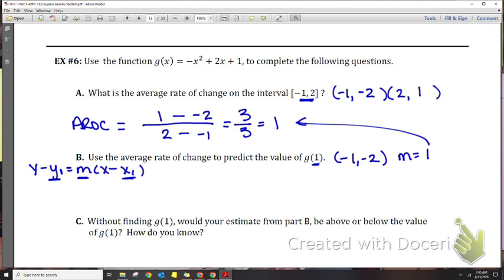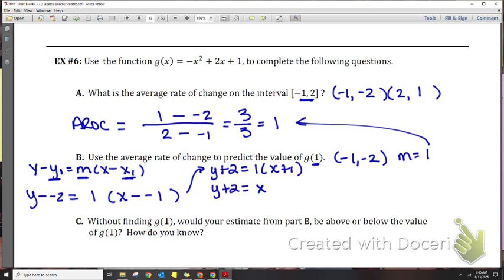All right, so let's see. We got y. I'm going to build my skeleton. I'm going to plug it in. So let's see, my x1 is negative 1, my y1 is negative 2, and my slope was 1. So when I start working this out, I get y plus 2 equals 1 times x plus 1. So y plus 2 equals x plus 1. Subtract the 2, so y equals x minus 1. All right, so that's what I got for my secant line.